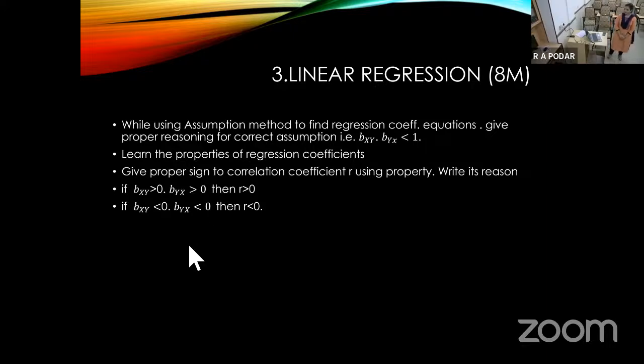Linear regression, we have one type of question, that is the assumption method. What is assumption? When in the question, lines are already given and we have to find the regression coefficients. So in that case, what we think is the first line will always be Y on X and the second line will be X on Y. It's not necessary that the first line should be Y on X or the second line should be X on Y. So we have one condition: the multiplication of regression coefficients is less than 1, it should lie between 0 to 1. So that assumption we have to verify, and we have to give the proper reasoning.